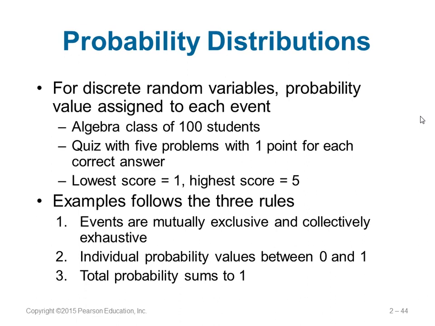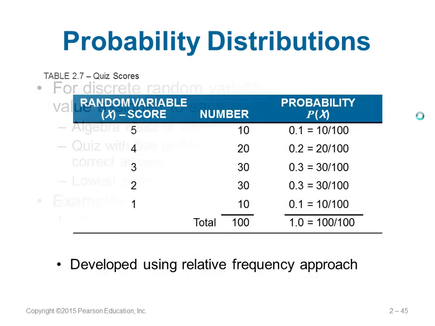You have to assign some values. Okay, you have a class of algebra students. There are 100 students there. You have a quiz, and the quiz has some questions, and there are scores like this. The lowest score is 1, the highest score is 5. So here we need to follow certain rules. Events are mutually exclusive and collectively exhaustive, so you have the whole list available. Individual probability values will be between 0 and 1, and the sum of probabilities should be 1, which we know already.